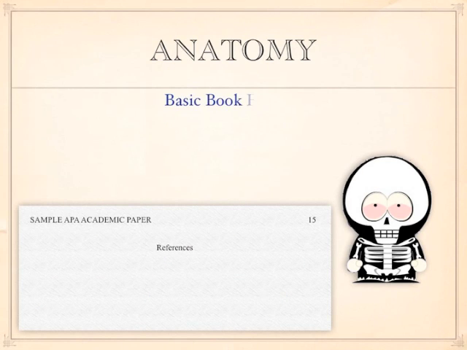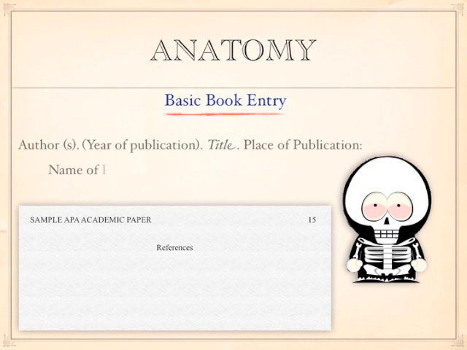So let's take a look at a basic book entry now. Again, we start with the author's name and the year of publication. The title is italicized. We have the place of publication and the name of the publisher. And you can usually find this information in the first couple of pages of the book.